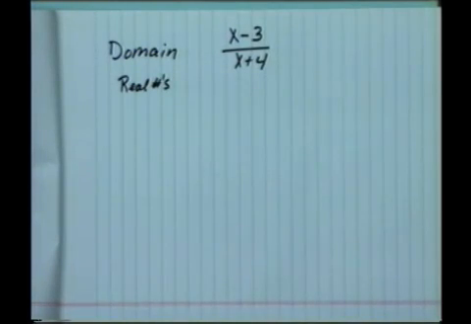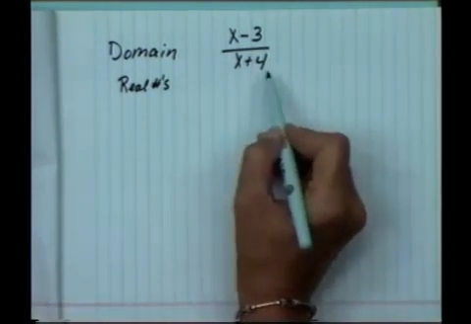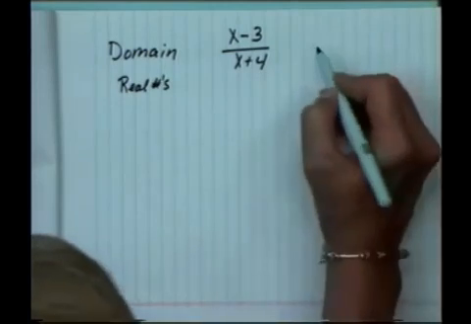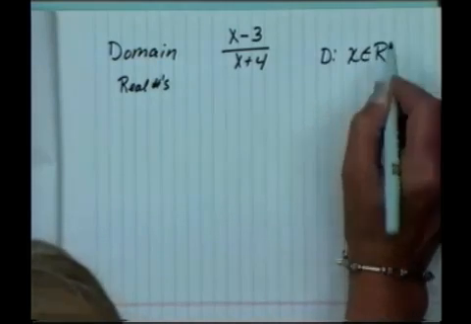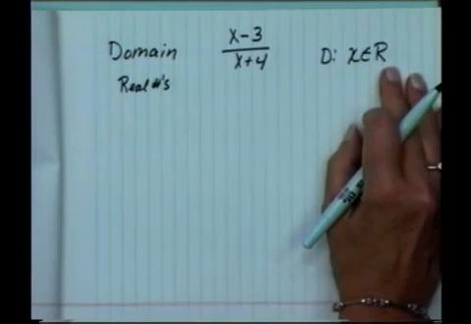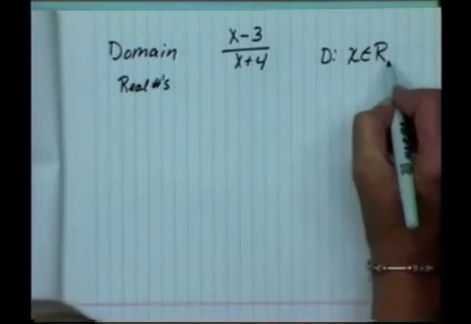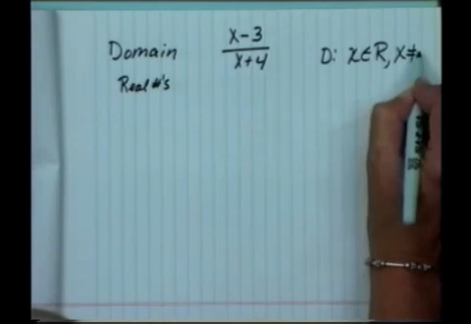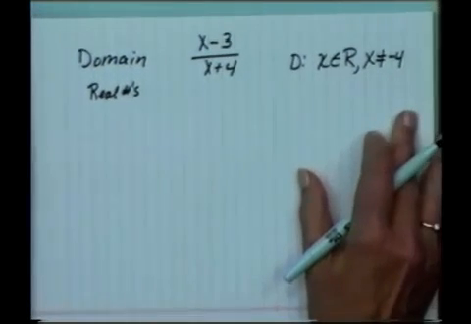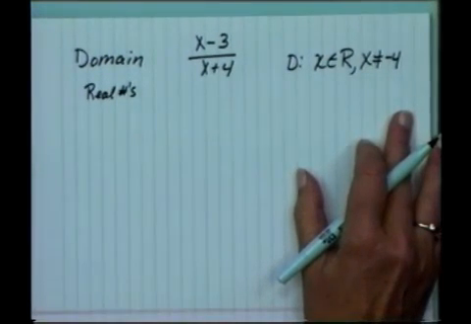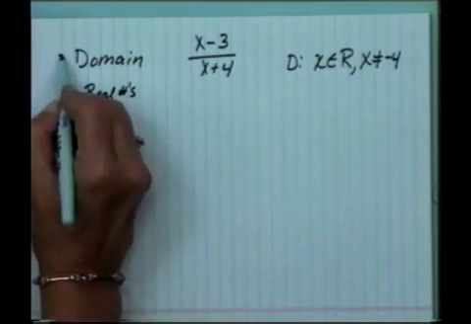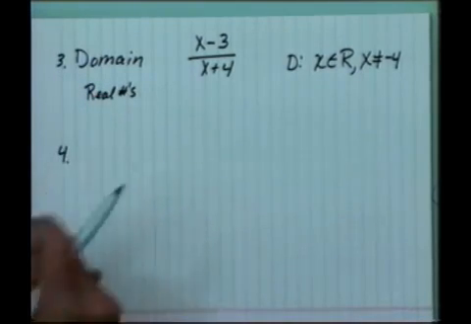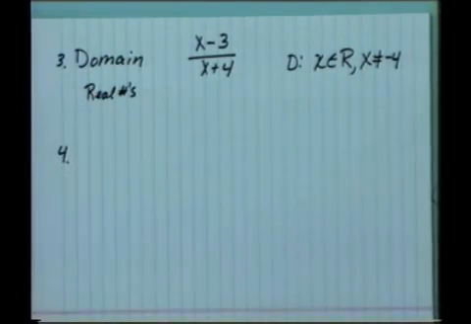And what is that, everybody? All real numbers except for -4, because we can't have division by 0. So my domain is x, an element of the reals, and you can just write out the words if you want to. x is all real numbers except x can never be equal to -4, because we cannot have division by 0. Very good. All right, that was problem number 3 in our warm-ups, and now let's go to problem number 4.